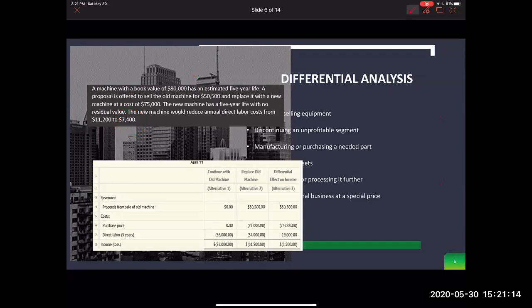All right, so what I should be doing is calculating this, because it's saying the new machine will reduce the direct labor cost from this, meaning this is the old machine and this represents the new machine. So to calculate our direct labor costs, it would be $11,200 times 5, and that's our $56,000 here.